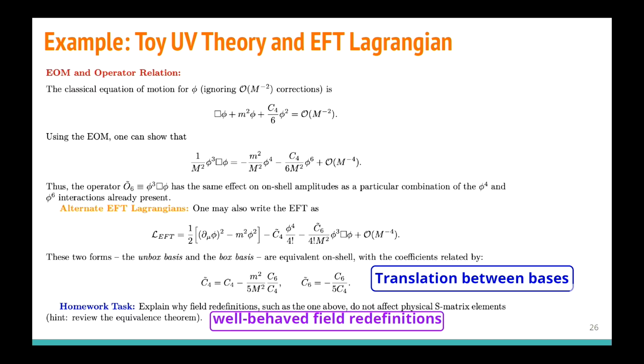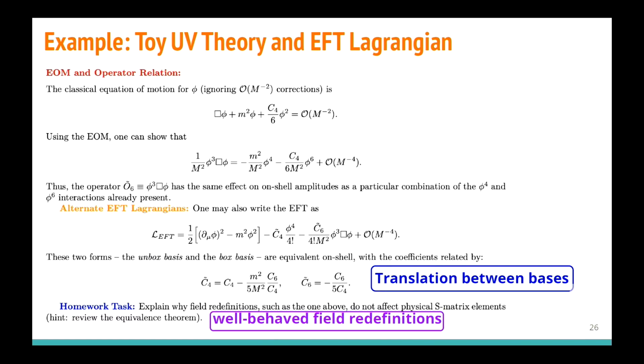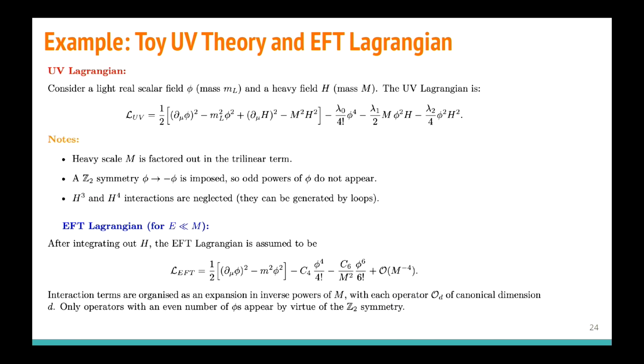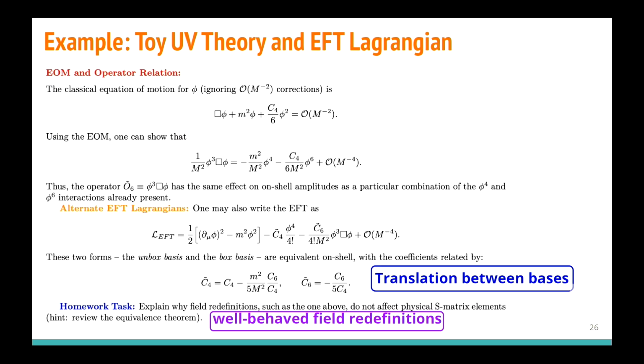So conversely, can we also say that this C6 can be rewritten in terms of these C4 tilde, C6 tilde? Yes, I was just coming here. So what I wanted to describe here is that we wrote the EFT Lagrangian in a certain basis. So this is where the concept of basis comes into the picture. Here the basis is what we call the unboxed basis, and here we go to the boxed basis. The parameters are different, the C4 tilde, the C6 tilde, but whatever physics calculations we do with either of these bases, the result should come out the same.